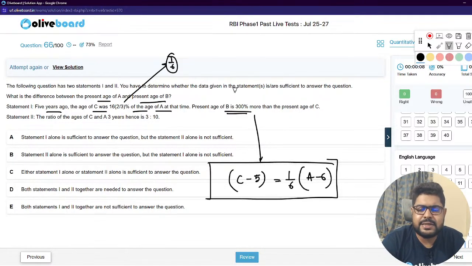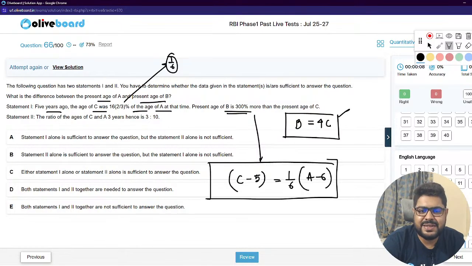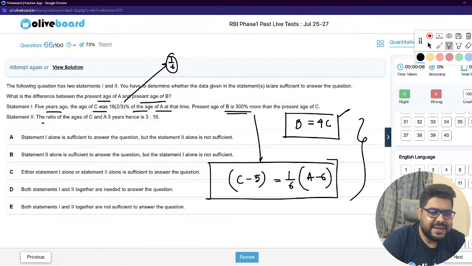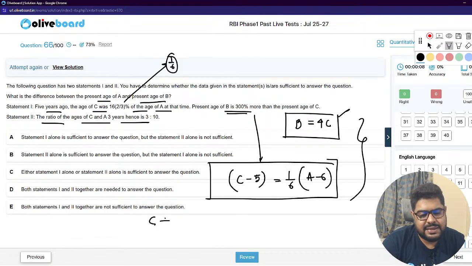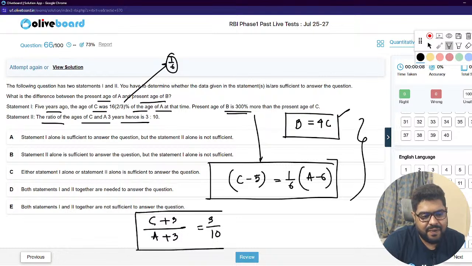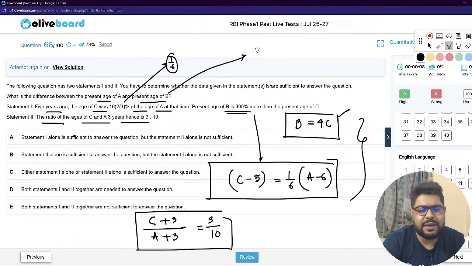Present age of B is 300% more. 300% more means 400% of C, meaning B equals 4C. This is statement 1, sir. Ratio of the ages of C to A, 3 years hence, C plus 3, A plus 3, that is 3 by 10. They're asking what? Present age, the difference between A and B. The difference of A and B has been asked, sir.